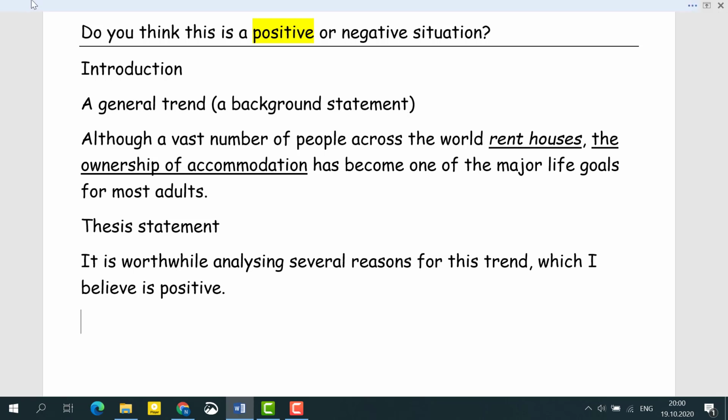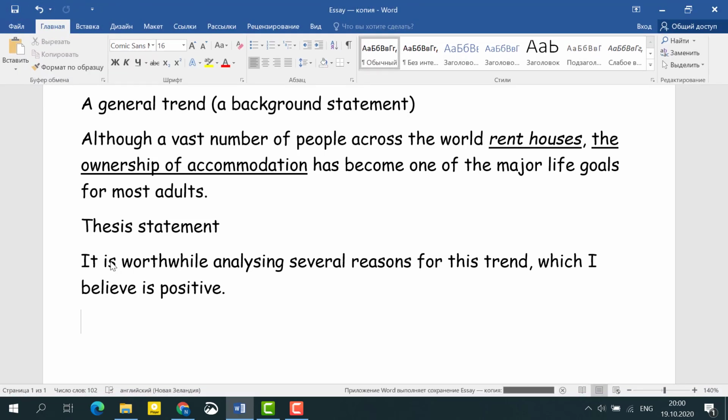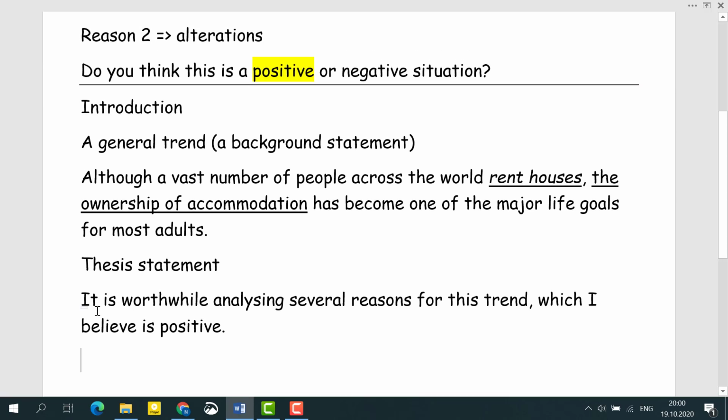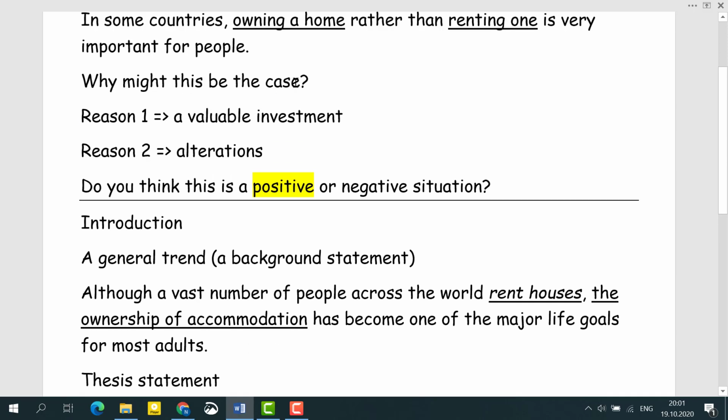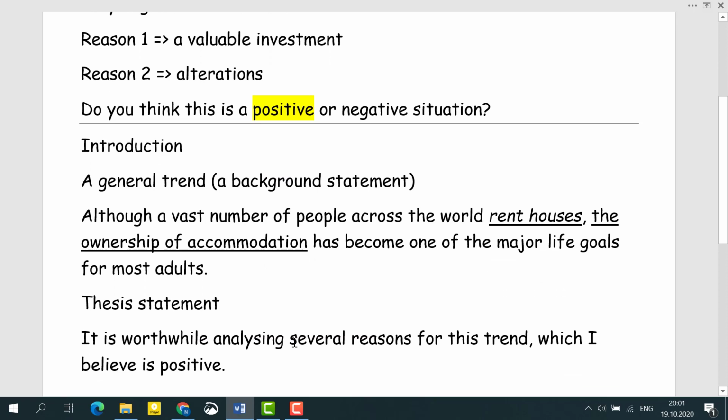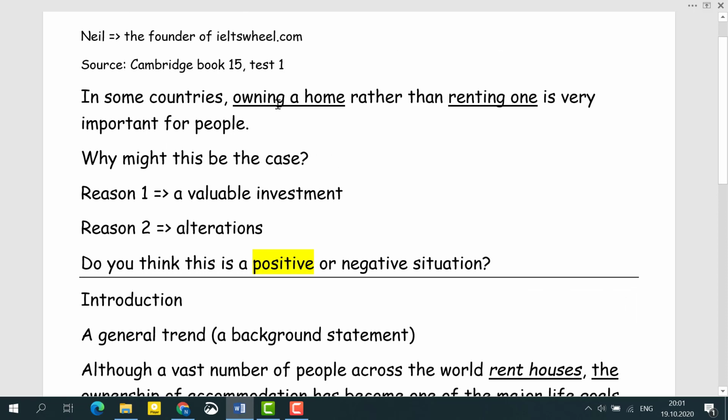All right, now look at this carefully. It is worthwhile, which means it's important. Remember, after worthwhile, it's important to use ing, okay? So it's worthwhile analyzing several reasons, because the question is, why might this be the case? Okay, and therefore analyzing several reasons for this trend. What kind of trend? This trend, owning a home rather than renting one, is very important.